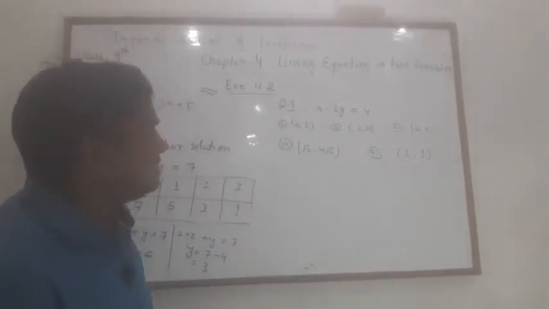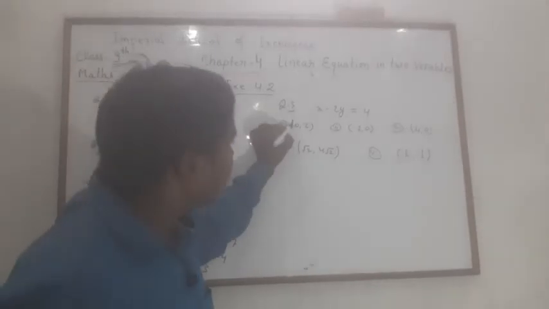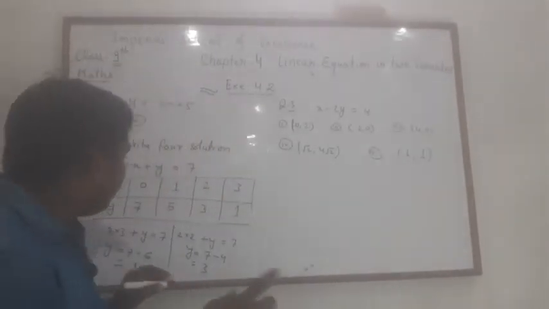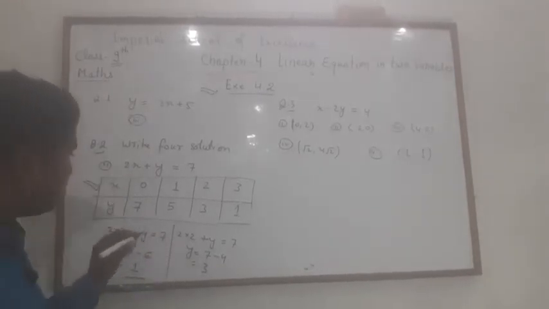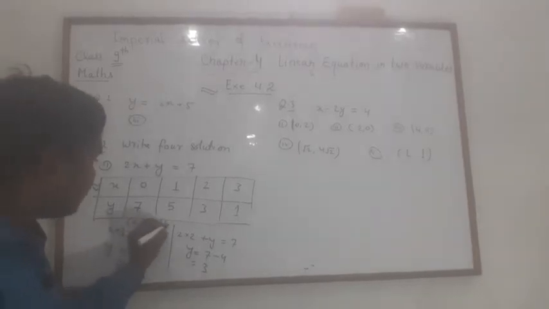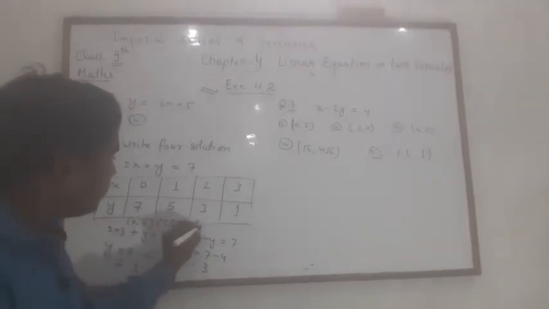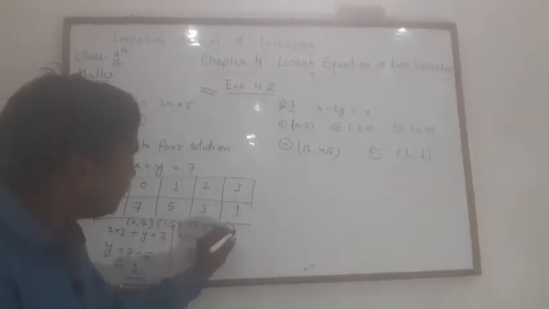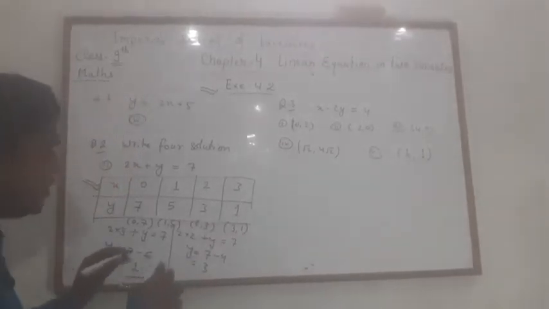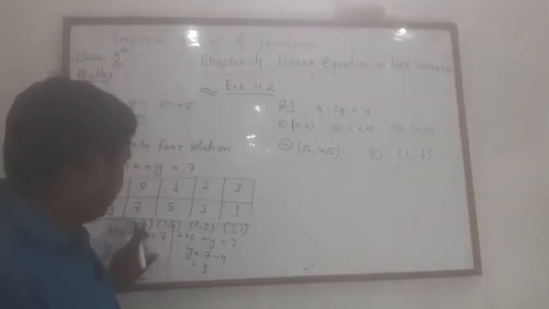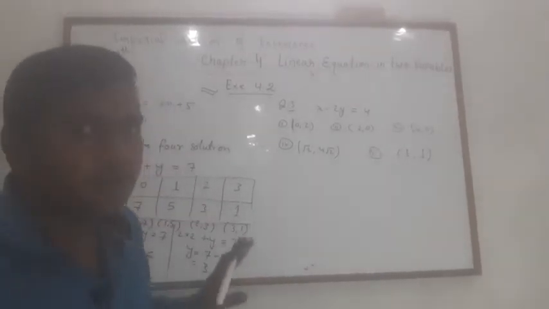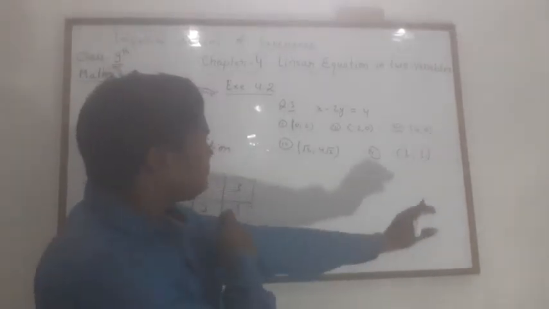See here, student, this is in coordinate form: the first term is x and the second term is y. Similarly, you also have to write the solution set. So it is (0, 7), (1, 5), (2, 3), and (3, 1). In this way you will write four solutions of this equation. Okay, let's see here.